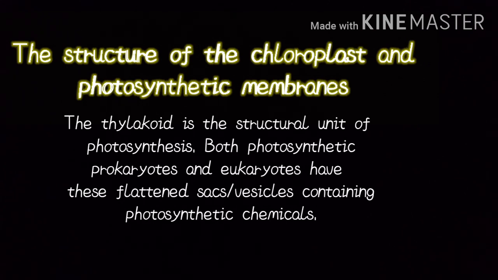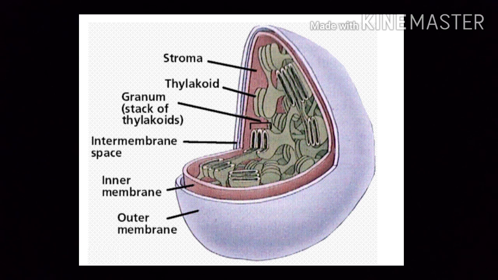The thylakoid is the structural unit of photosynthesis. Both photosynthetic prokaryotes and eukaryotes have these flattened sacs or vesicles containing photosynthetic chemicals. Only eukaryotes have a chloroplast with a surrounding membrane.